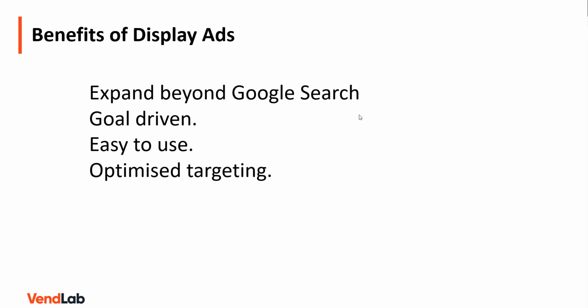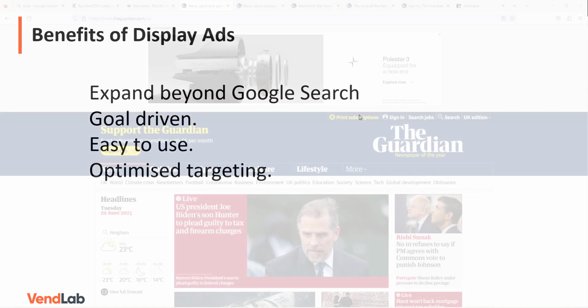They're easy to use. Display campaigns use machine learning for targeting, bidding and formats to reach new and existing audiences. Finally, optimized targeting. Display ads identify the best performing audience segments according to your advertising goals. So let's look at some display ads in use.